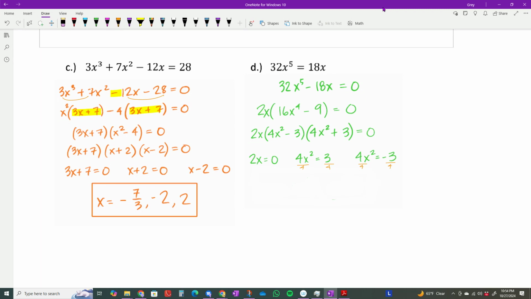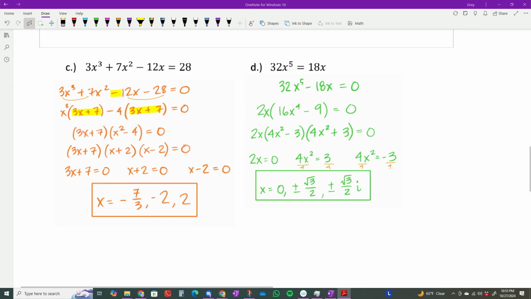So when I take the square root of both sides, 2x equals 0, so the square root of that is just x equals 0. When I take the square root of this, I get plus or minus square root of 3 over 2. And the only difference between this one is it's going to be plus or minus the square root of 3 over 2 i because of that negative. And that is your answer. So that's all there is.